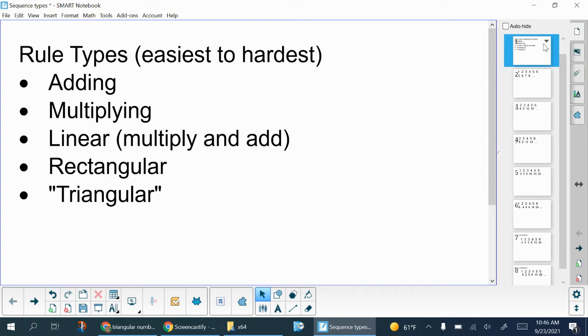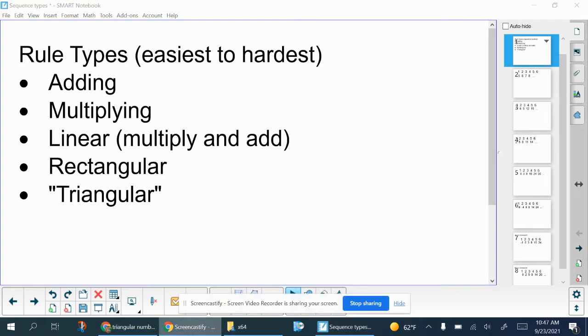And so what I've got here on the screen right now is the different types of rules that you might see for a sequence. This is in order from what I would say is the easiest rule to figure out to the hardest rule to figure out. Easiest is starting with something like addition and working our way all the way up to those triangular numbers that are pretty tricky to figure out. So that is kind of how we'll do this.